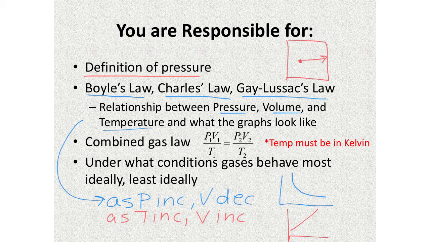Another review from Regents is the combined gas law, P1V1 over T1 equals P2V2 over T2. The temperature for all of our gas law calculations must be in Kelvin. So we'll do a couple of practice problems on a worksheet applying that. And then the last thing that you are responsible for is knowing which conditions a gas will behave most ideally and least ideally.